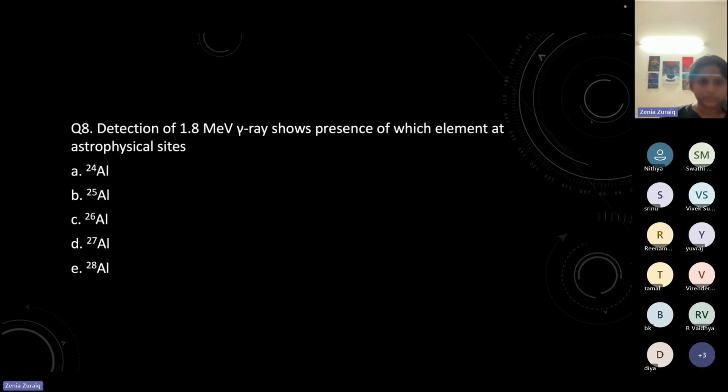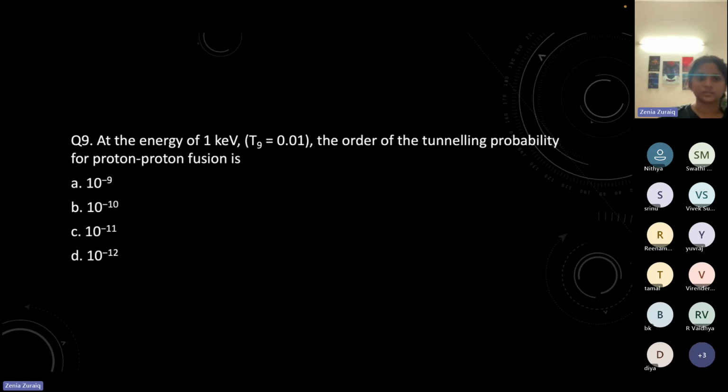Okay, I see people saying C. This is again not a theory question, so please answer quickly. Yeah, okay. I see one more C. Any other answers? Okay, we are nearing the end of the session, so I'll just move to the answer. This is aluminium 26. Aluminium 26 decay gives you 1.8 MeV gamma ray, and that shows the presence of that element. I think this was covered in your lectures.